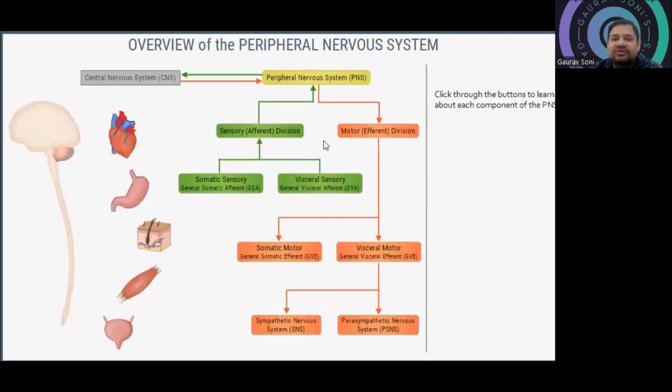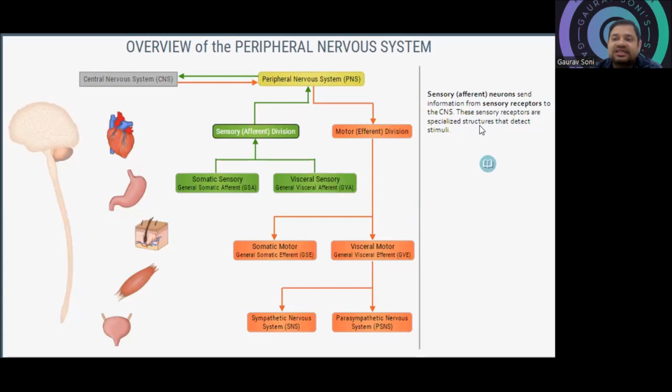Then this is the overview. The central nervous system and the peripheral nervous system. Then the sensory division and the motor division. The sensory division will be of two types: somatic sensory and visceral sensory. The motor efferent division will again be of two types: somatic motor and visceral motor. And visceral motor will again be of two types: sympathetic and parasympathetic. The sensory neurons carry information from sensory receptors to the CNS. The sensory receptors are specialized structures that detect the stimuli.